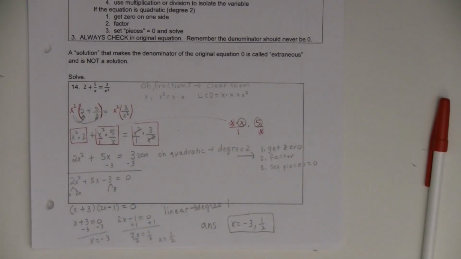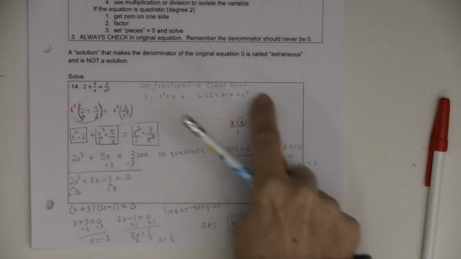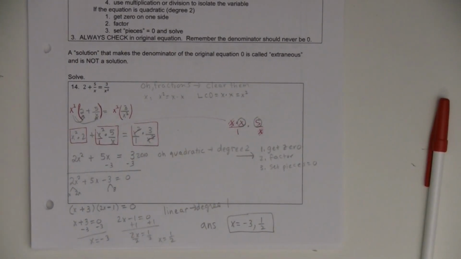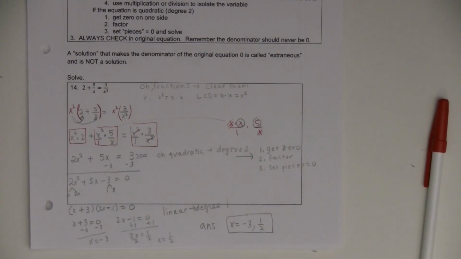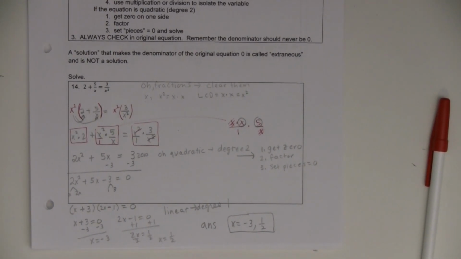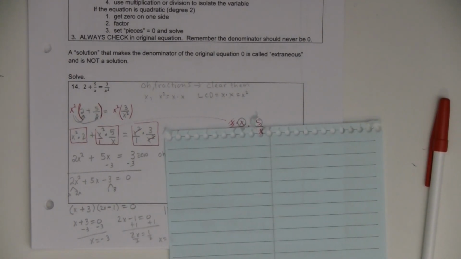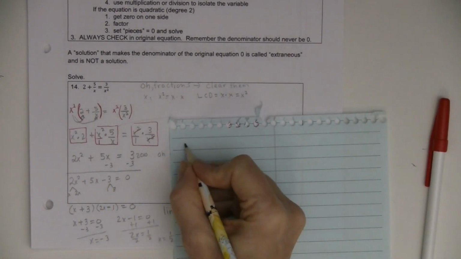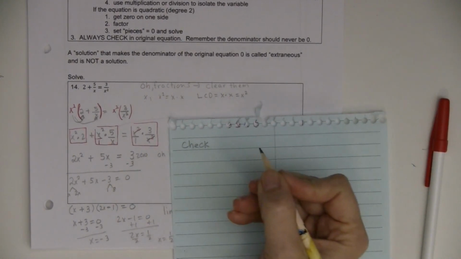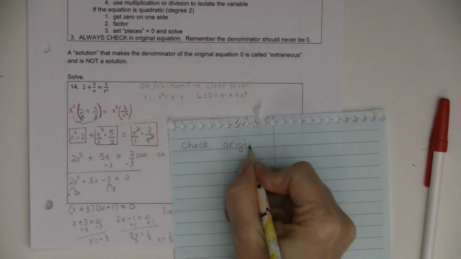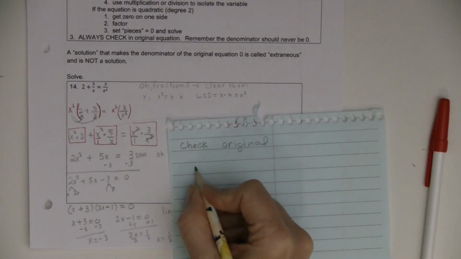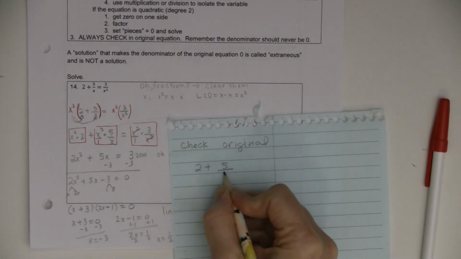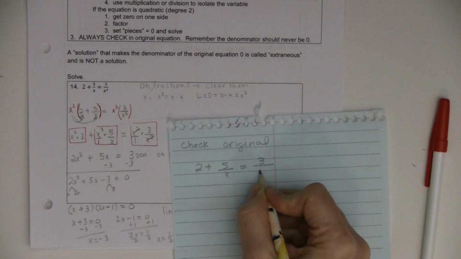And I know I've written all over this paper like a crazy person, and I'm looking for a piece of scratch paper because I'd like to check my answer. Because I wrote all over it, I'm going to have to go on scratch paper to show you that, yeah, it works. So I'm ripping out a piece of paper here so that I can check my answer. When you check your answer, you need to check back in the original. So you go back to the original, which was 2 plus 5 over x equals 3 over x squared.